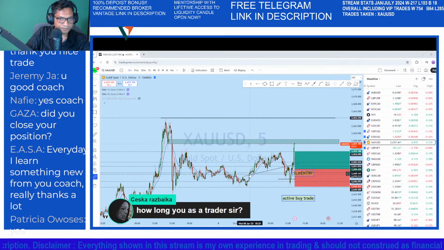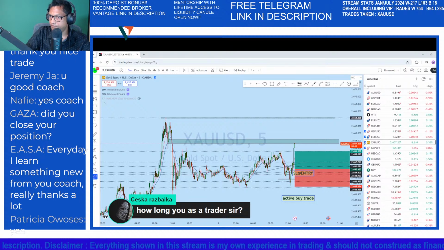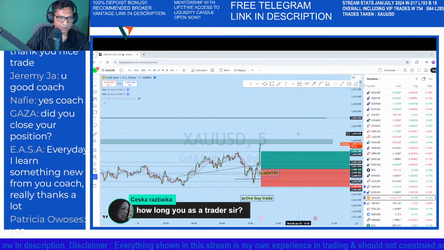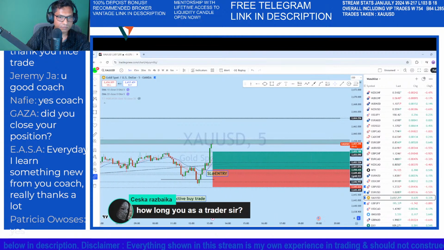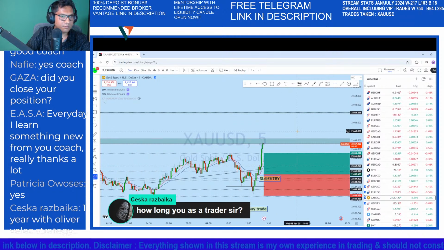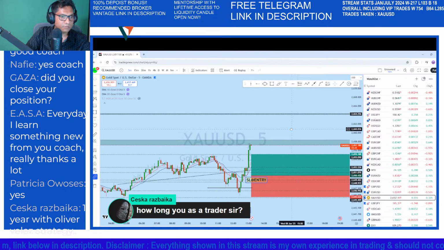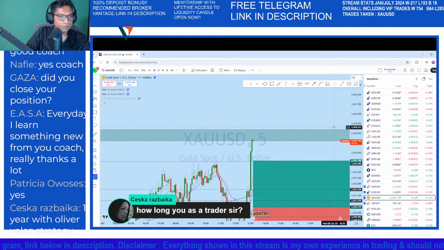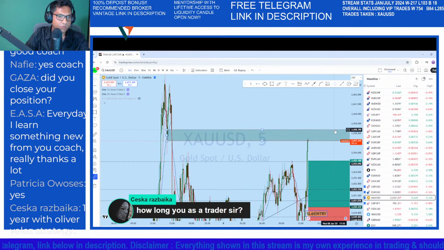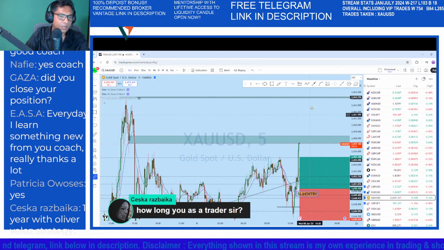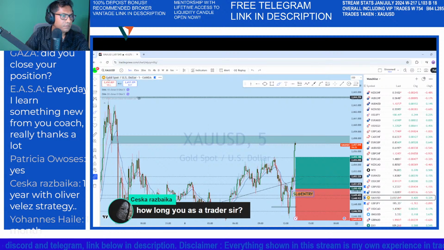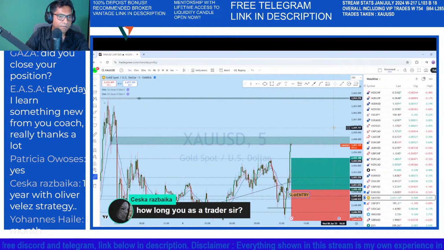Okay, so there's strong upside momentum. Okay, so the pretty strong upside momentum here, and we can see the market has in fact gone back up.